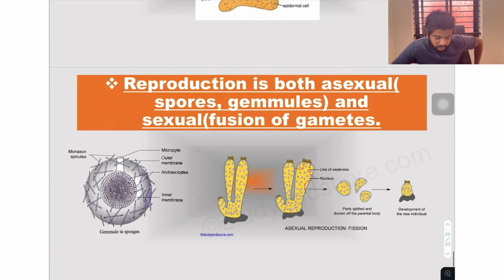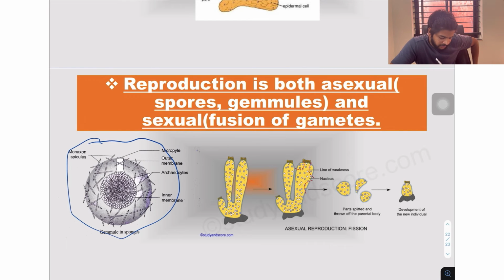Next, reproduction is both asexual and sexual. Asexually, the thing we need to mention here is that it reproduces by structures called gemmules, and also by fragmentation, and also by certain kinds of spores. So it also reproduces by fission. See here, this is a diagrammatic representation of fission. Small pieces are cut from the parent body and come out, then they attach to the substratum and develop into a new organism.